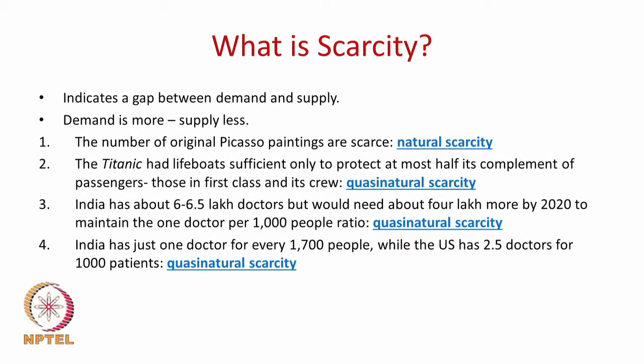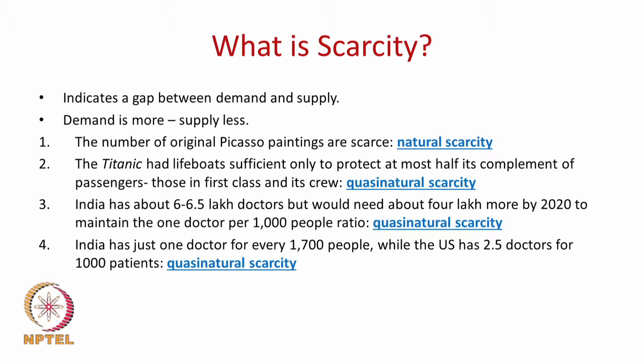The sad thing about this kind of scarcity is that both the Titanic example and the scarcity in the number of doctors are not really due to the commodities being rare or our inability to produce more doctors, but because of various social and economic factors. India has just 1 doctor for every 1,700 people, while the US has 2.5 doctors for 1,000 patients. So, this is again an example of quasi natural scarcity.